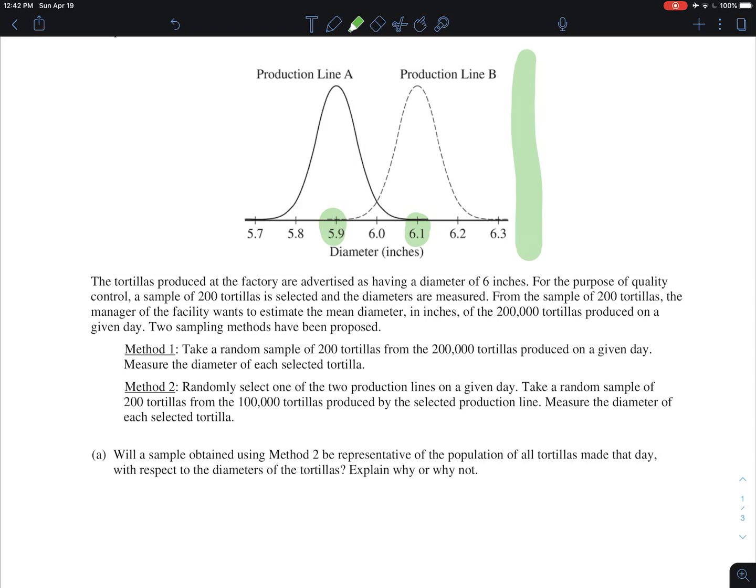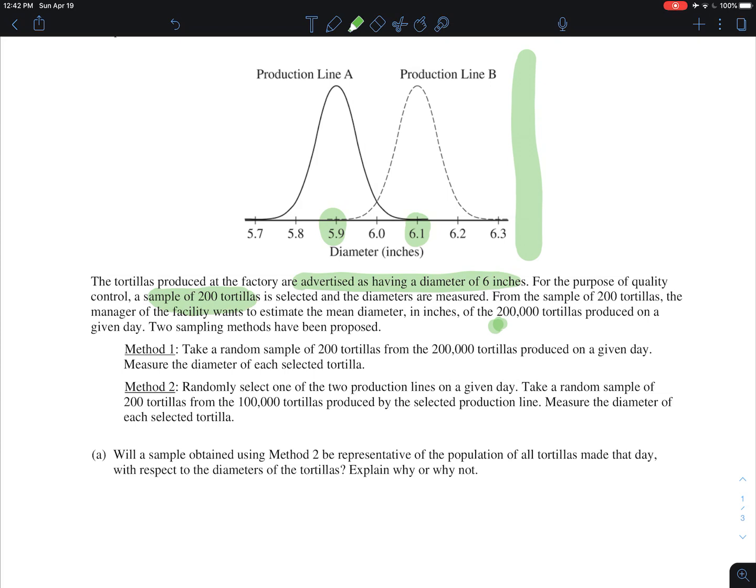Let's see. The tortillas produced at the factory are advertised as having a diameter of 6, which is really the average between those two. For the purpose of quality control, a sample of 200 tortillas is selected and the diameters are measured. From the sample of 200 tortillas, the manager of the facility wants to estimate the mean diameter in inches of the 200,000 tortillas produced on a given day. So two sampling methods have been proposed.